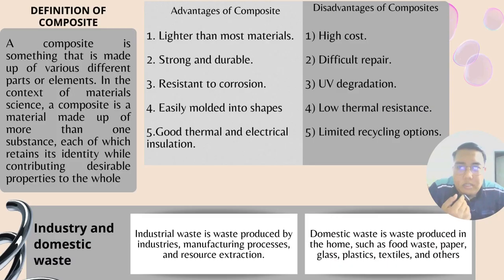Okay, the next one is definition of composite. A composite is something that is made up of various different parts or elements. In the context of material science, a composite is a material made up of more than one substance, each of which retains its identity while contributing desirable properties to the whole.